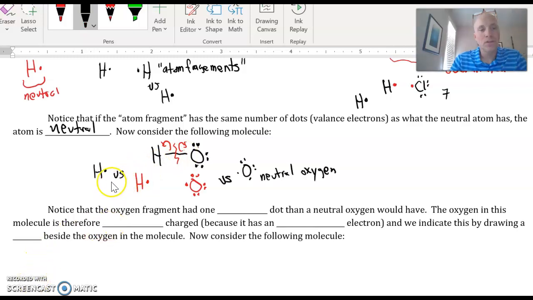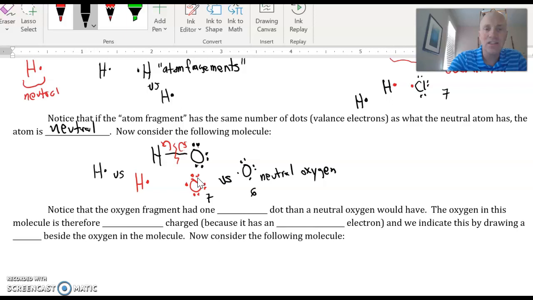So we know by its position on the periodic table that hydrogen should have one valence electron, and therefore one dot. And notice that's the same as what we have here. What that would indicate is that this hydrogen would have an overall neutral charge. But when we take a look at the oxygen fragment right here, and compare it to what a neutral oxygen should have, based on its position on the periodic table, it should have 6 valence electrons. But notice here we have 7. So we have 7 versus 6.